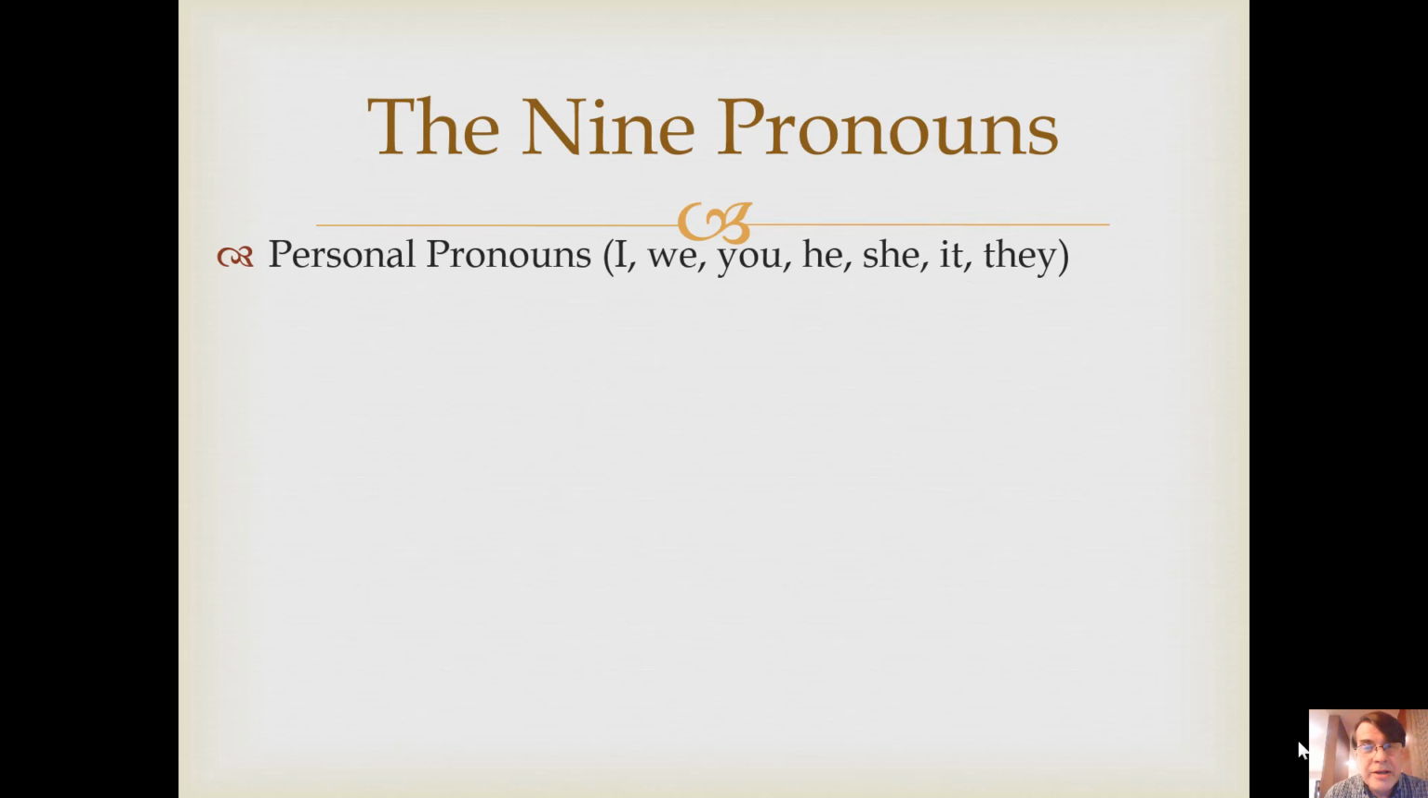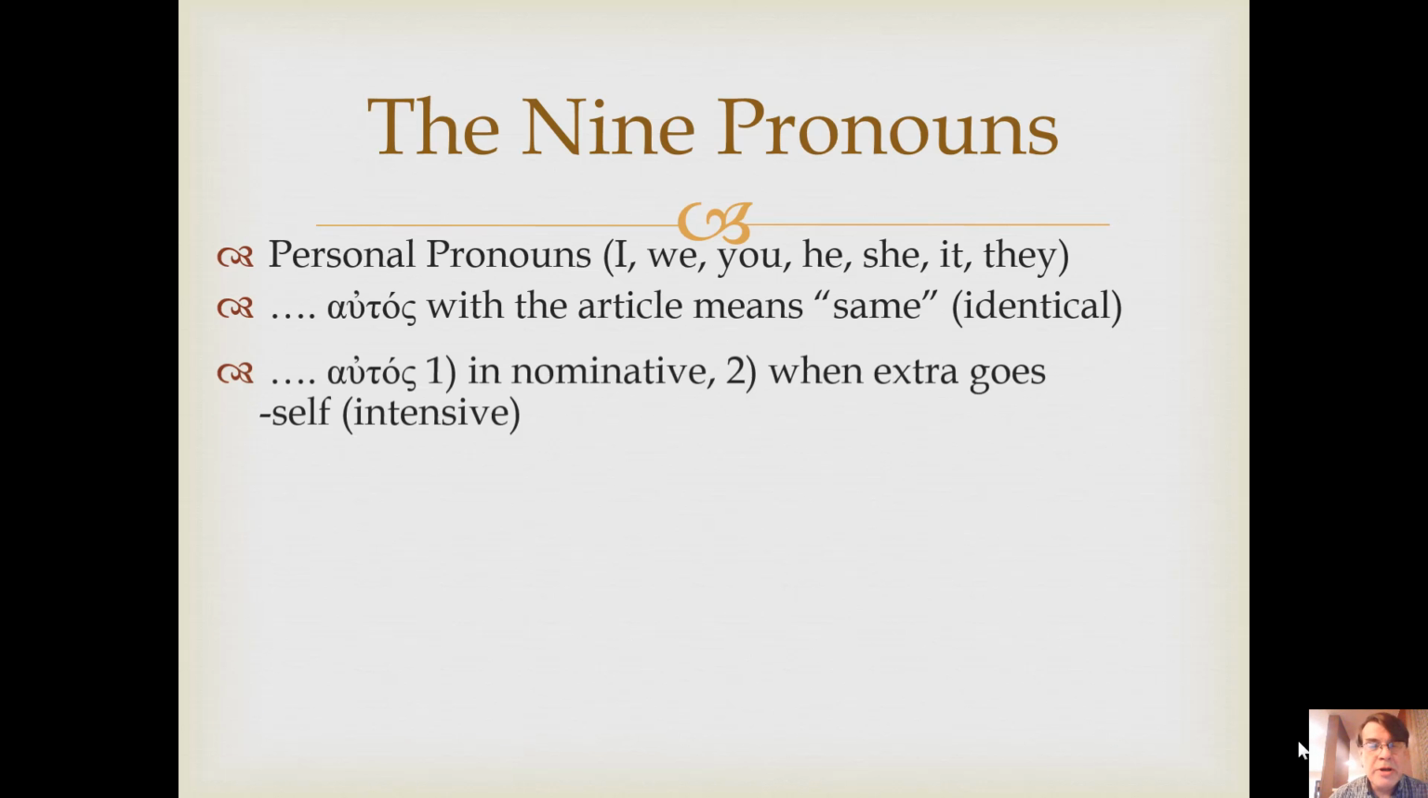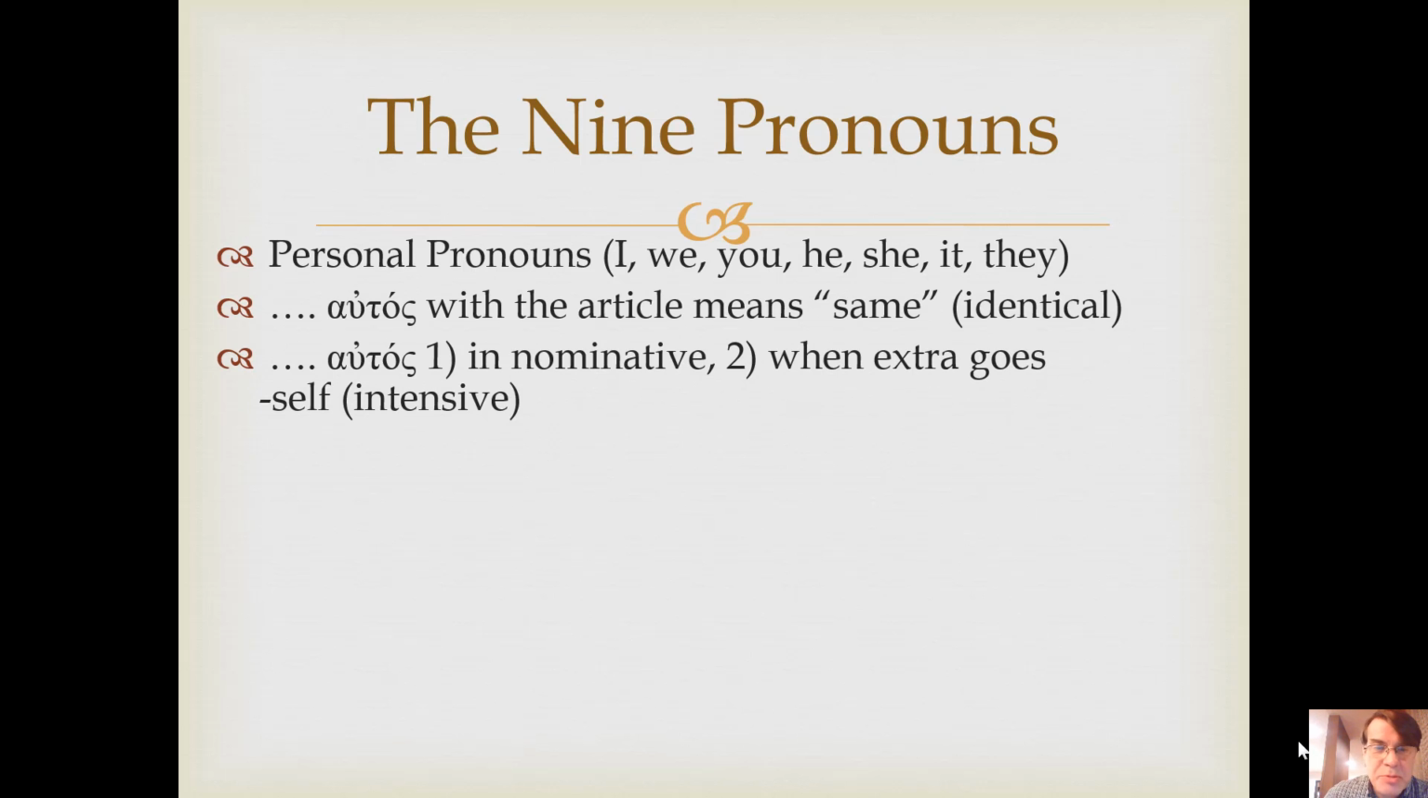Hopefully, you are beginning to nail down the personal pronouns by now. The I's, the we's, the you's, the you's, the he's, the she's, the it's, the they's. That's old news. Now here's where we sneak into autos. It's really autos, which is a personal pronoun, but autos with the article means same, and autos, either when it's in the nominative case or when it's extra, it goes self, intensive.